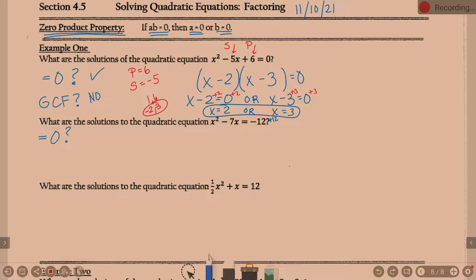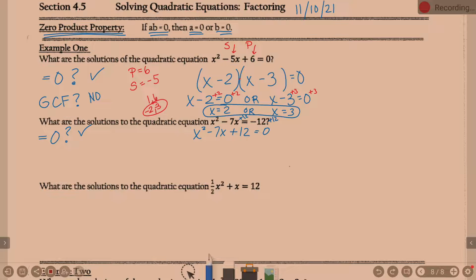If I add 12 on one side, we add 12 on the other side. So now I have x squared minus 7x plus 12 equals 0. It's not useless, because we have to have it over there so we have the right product with something happening. It's just that one step to get you where you need to be.